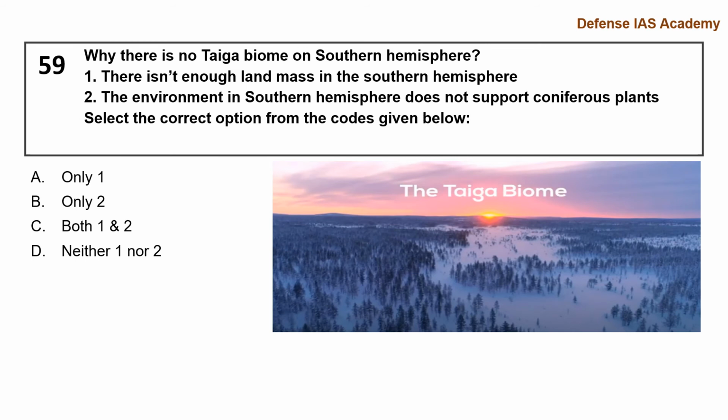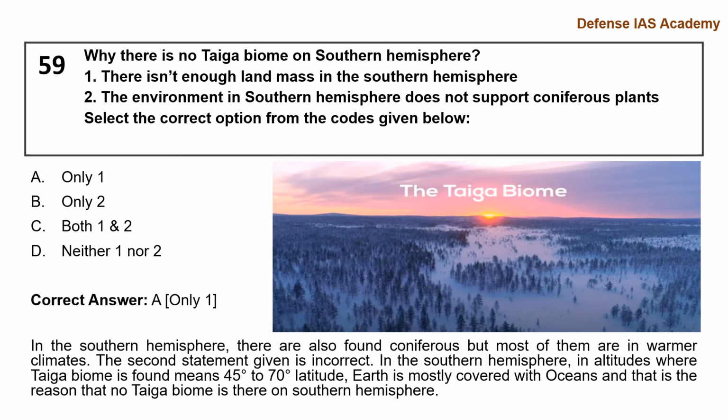Question 59. Why there is no taiga biome on southern hemisphere? Option 1. There isn't enough landmass in the southern hemisphere. 2. The environment in southern hemisphere does not support coniferous plants. Select the correct option from the codes given below. The correct answer is option A, only 1.